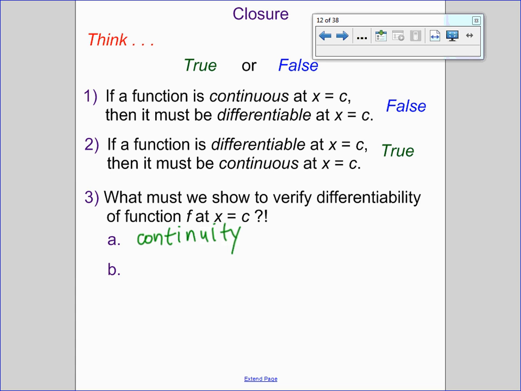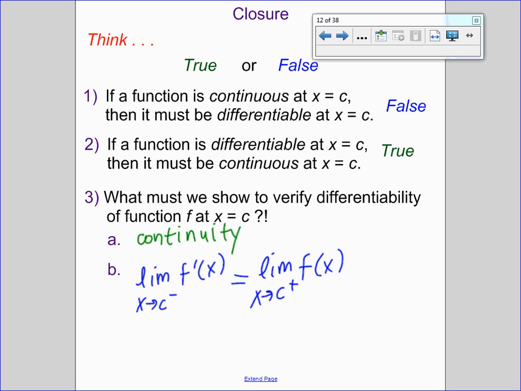I'm just going to write that with calculus notation. That would look like the limit of f prime of x as x approaches c from the left must exist and be equal to the limit of f prime of x as x approaches c from the right. There's our left-hand slope value, f prime of x. There's our left-hand slope, right? It has to equal our right-hand slope. Awesome. What questions do you guys have about our closure?